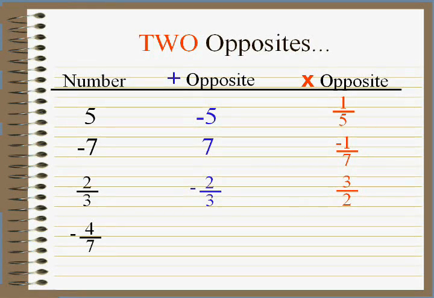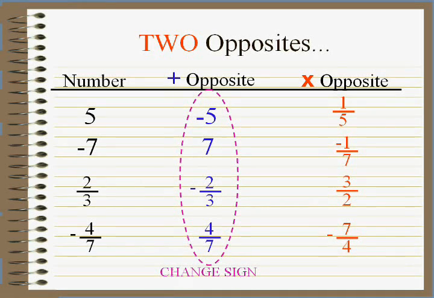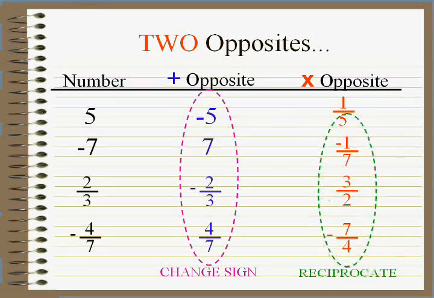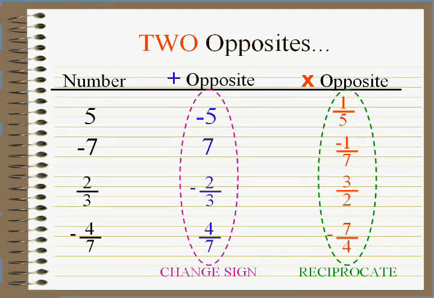Well, in general, when we find the additive opposite, if there's a negative, we take it away. If there isn't, we put one. When we find the multiplicative opposite, we just flip it, don't we? We don't take away a negative or add a negative. Remember, the additive opposite, we change the sign. The multiplicative opposite, we reciprocate. But one thing's for sure, there are two types of opposites in math.